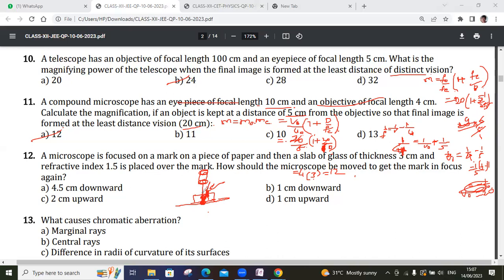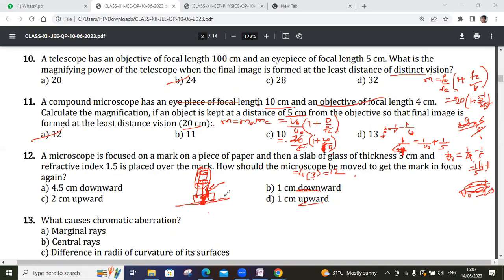But we want U to be the same, so that V will be the same, so that we will again focus it on the screen. So by that much amount, you have to take it up or down. Here, because U is decreasing because of the slab, you have to make U again the same value as it was in the first case. So you have to take the microscope up only. Then if you take it up, you will again get the same value as in the first case, right?